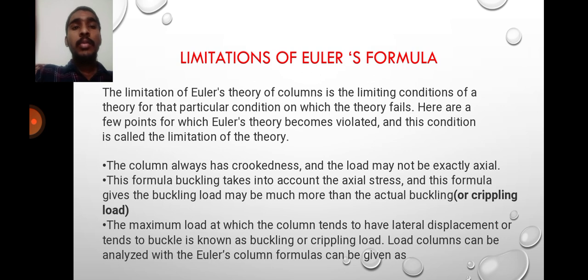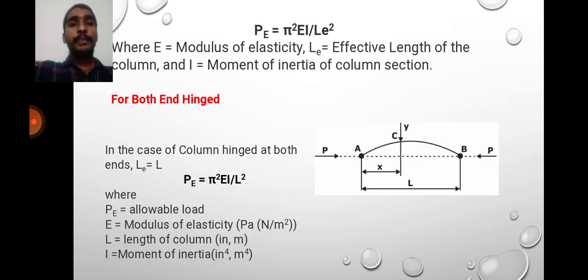The maximum load at which the column tends to have lateral displacement or tends to buckle is known as the buckling or crippling load. The load on a column can be analyzed with Euler's column formula, which can be given as P_E equals pi squared EI by L_E squared, where E is the modulus of rigidity, L_E is the effective length of the column, and I is the moment of inertia of the column section.